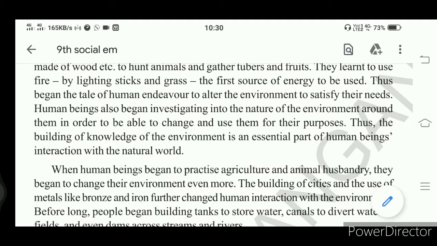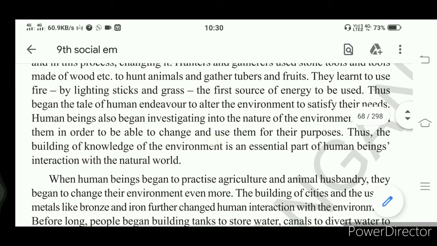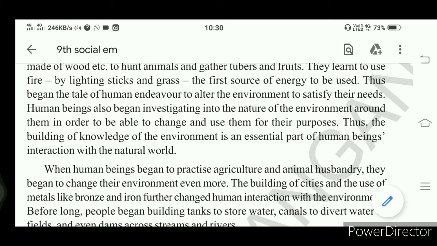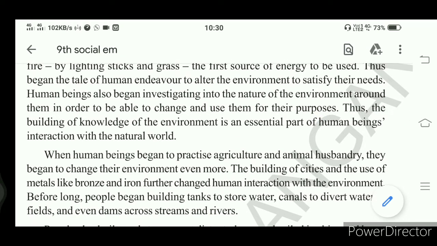We began altering the environment, that means changing the environment surrounding us to satisfy our needs. In that process, we began building the knowledge of the environment, which is an essential part of human beings, because our survival is connected with the environment. So, how much we know the environment, that much there will be development of human beings. So, the interaction between human beings and environment increased till today, and it is going on.